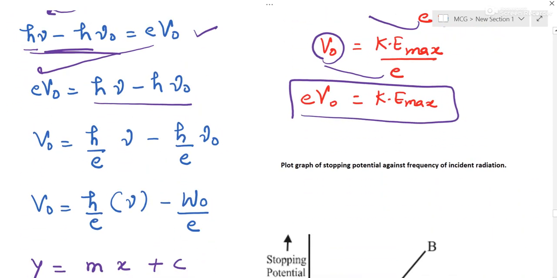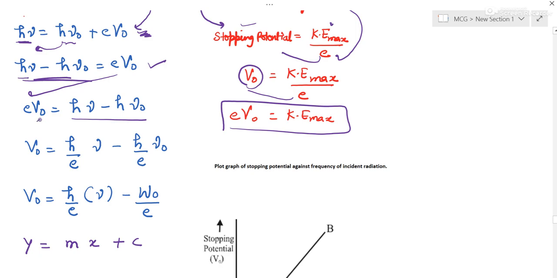So V naught can be written alone. This V naught needs to be made alone, so e will go down. My equation that is ready is V naught, that is stopping potential, is equal to h by e times frequency minus h by e times nu naught. Now h nu naught is the work function. So this is the equation.